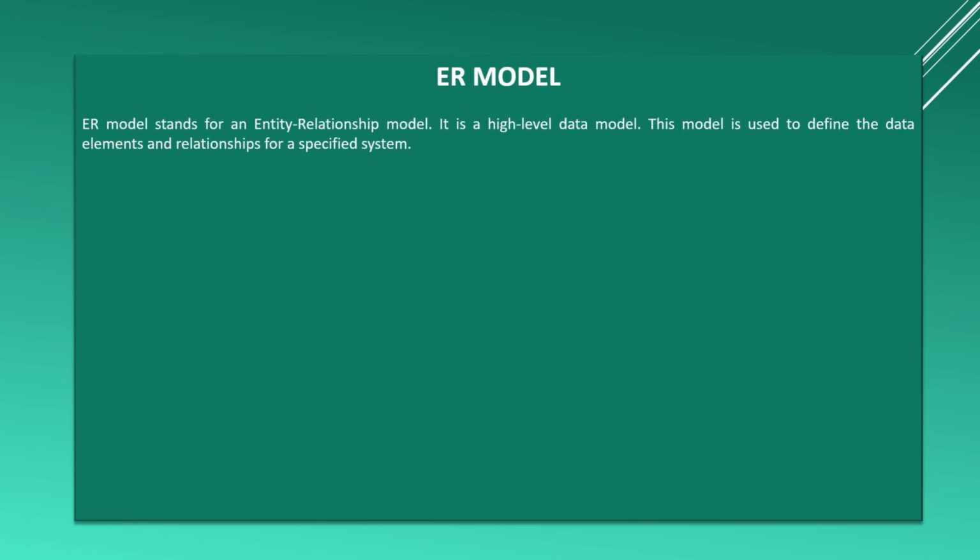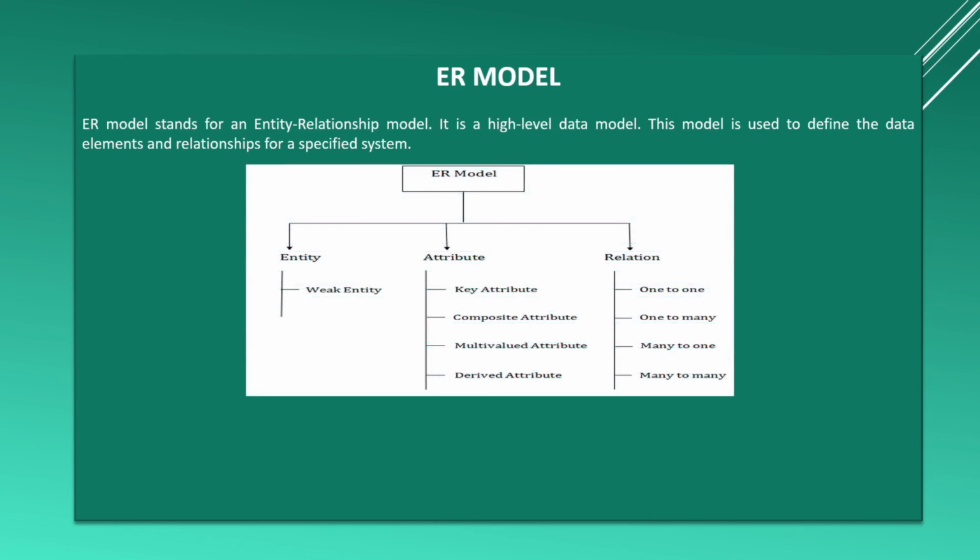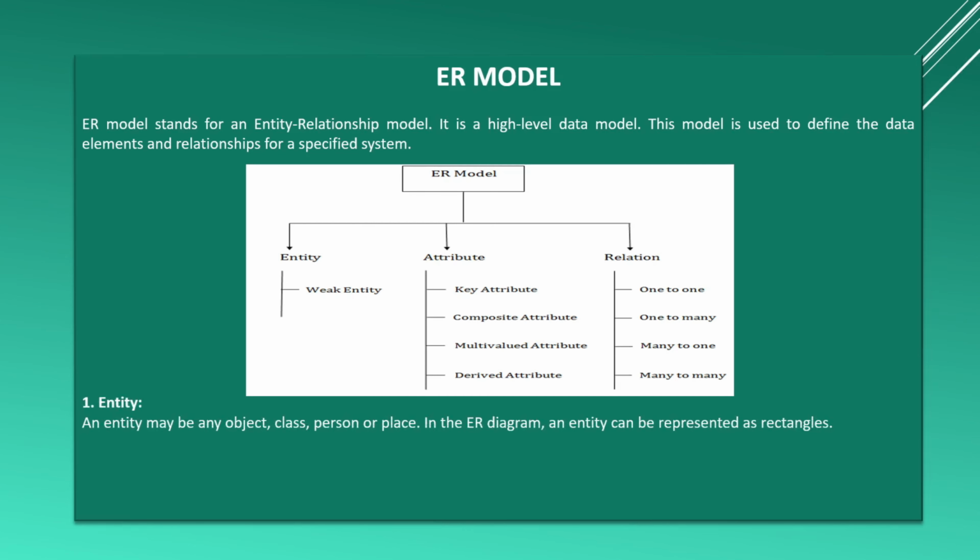Next is the entity relationship diagram. ER model stands for entity relationship model. It is a high-level data model. This model is used to define the data elements and the relationships for a specific system. This is the hierarchy of an ER model. There is entity, attribute and relationship. How can we define this ER model?